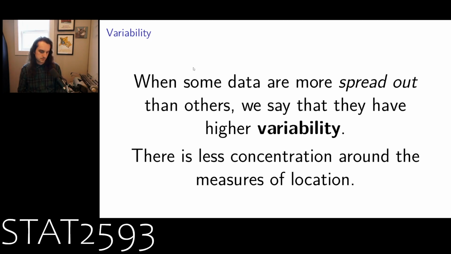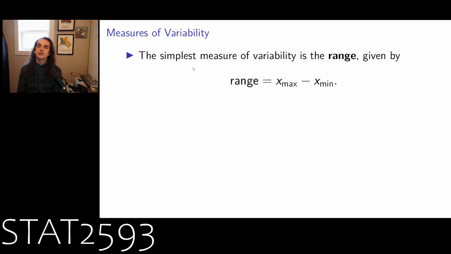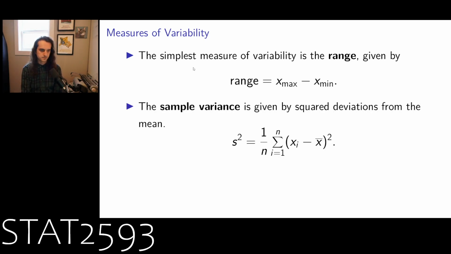Now, just like there were many different ways of measuring location, we have several different ways of measuring variability as well. The simplest measure of variability is simply the range. The range is given by our maximum value less our minimum value. So it's just the total scope of values that we have observed, and how much space that occupies. It's a very crude measure, but it's often useful and quite intuitive to understand.